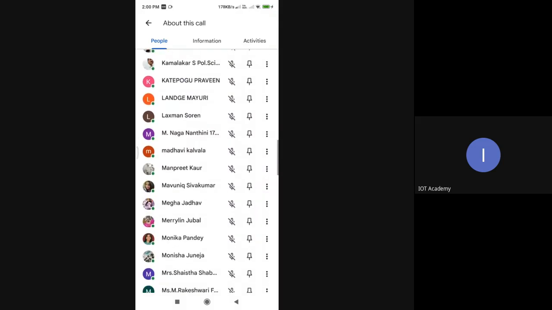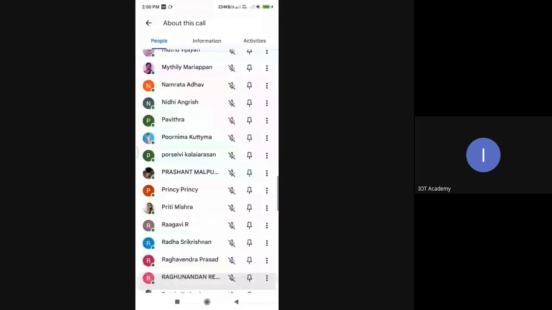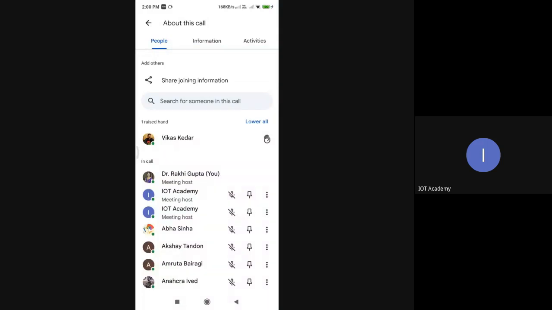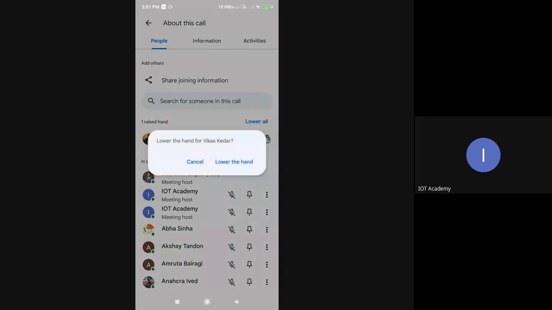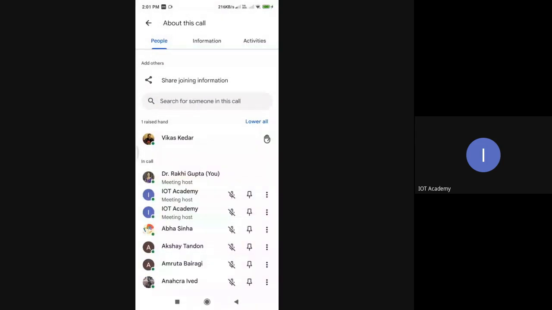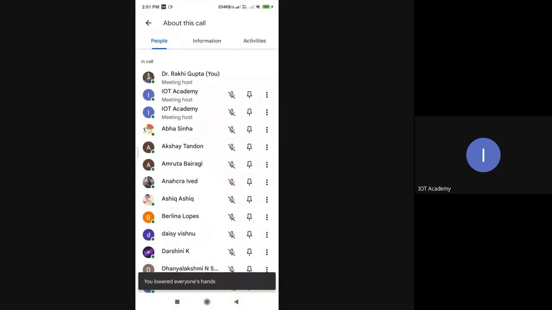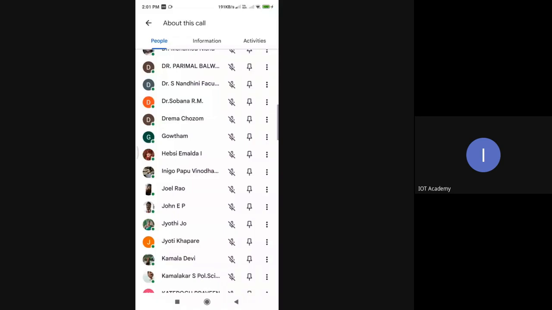Lakshman sir, Madhavi madam, Manpreet, Megha madam, Monica Pandey. Hello. Okay, Vikas Kedar sir, you've raised your hand, so you can unmute. Sir, speak a little louder, please. You can post it in the chat box also, sir. Hello.